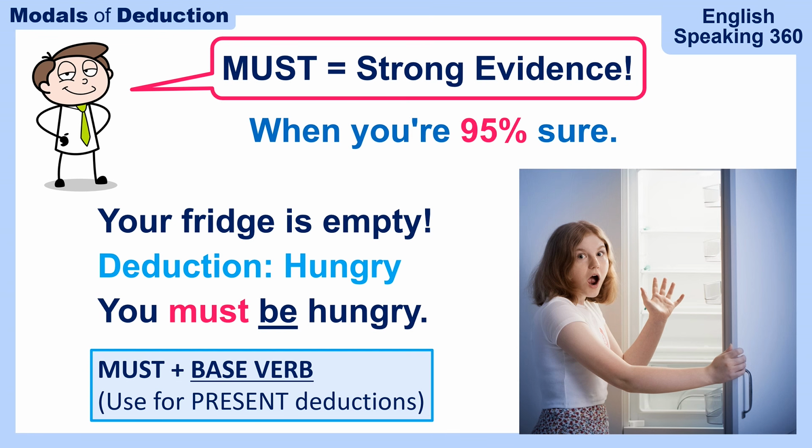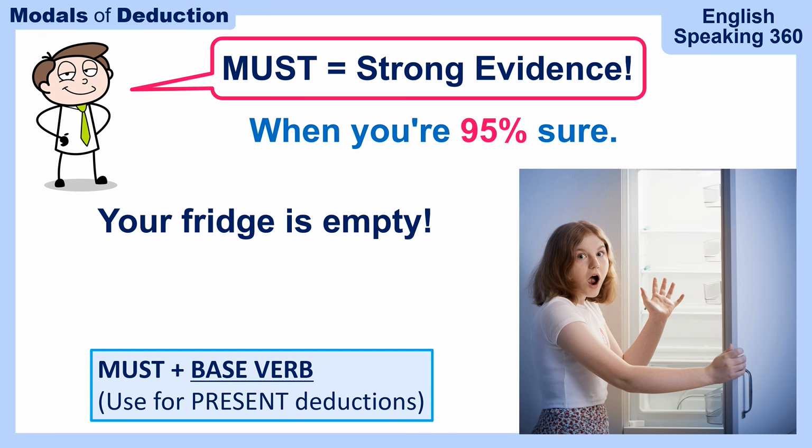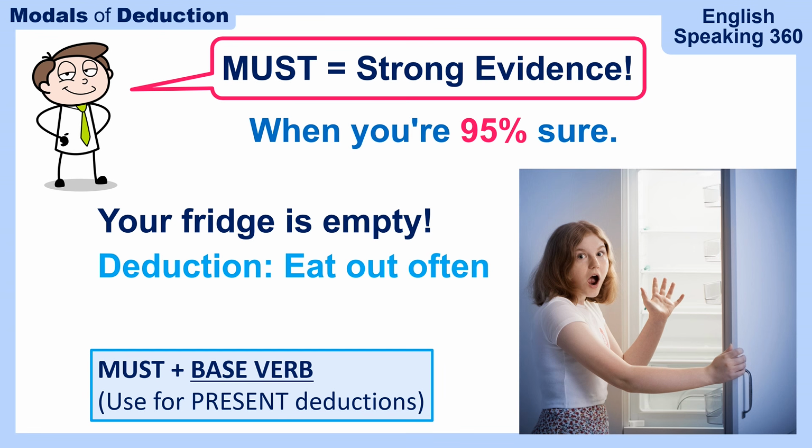Maybe you think, Josh, why are you always using the verb be, but you say base verb? Can we use any verb? Yes, you can use any verb. Let me give you an example. Your fridge is empty. Now, your deduction could be eat out often. So that could be a good deduction. So you eat out often, so you don't need to keep anything in your fridge, right?